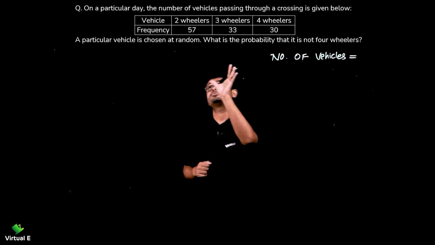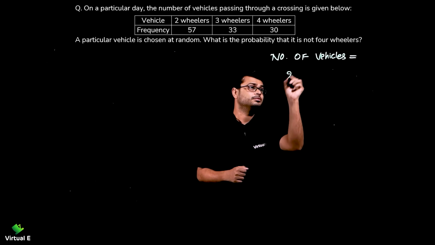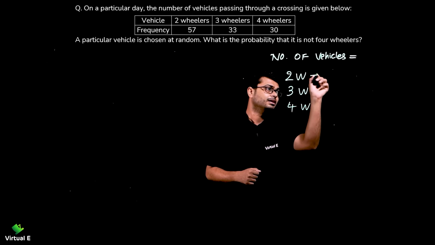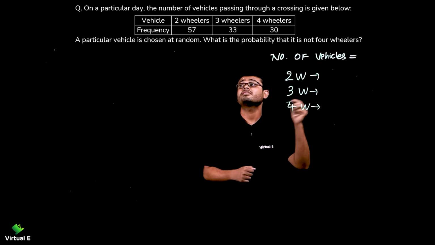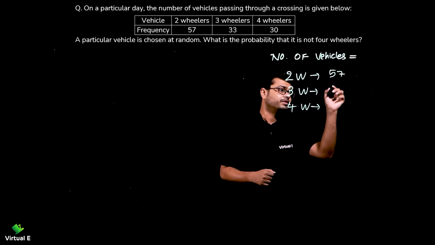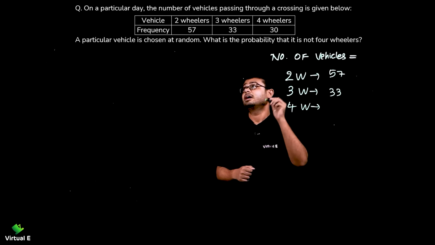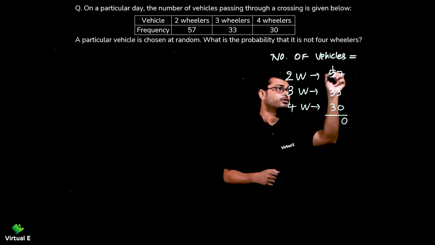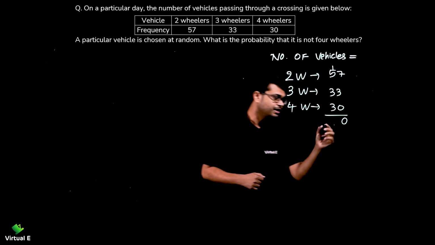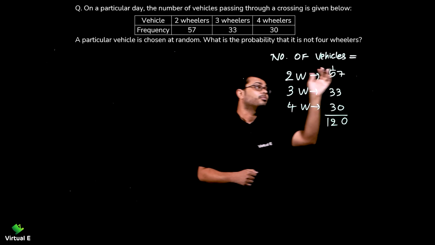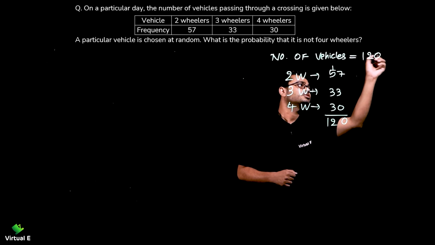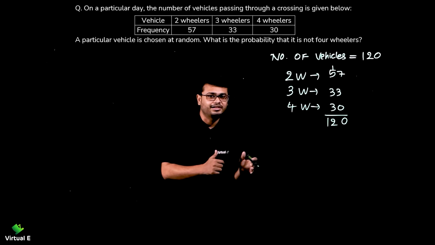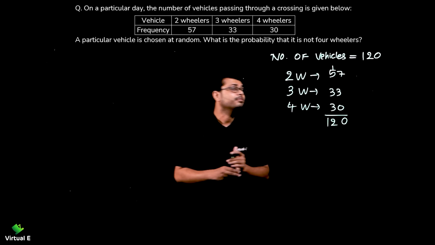We have 2-wheeler, 3-wheeler and 4-wheeler. Let's note it down: 57, 33 and 30. Adding, 0, carry over 1, 3 and 3 is 6, and 12, so it is 120. So the number of vehicles is 120. See, this information was not given, but we are supposed to find it. This is an important step before we move on.